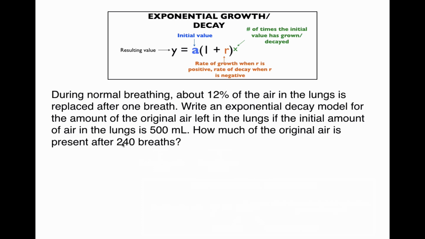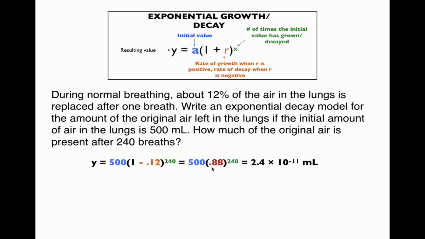I'm sorry, did I say 240 was our initial value? I meant to say 500 milliliters is the amount of air that we're starting with. Negative 12% is going to be our decay rate, and we're doing this 240 times. Sorry about that. And so our equation should look like this. Y equals 500 times 1 minus 12%, and we're going to do that 240 times.